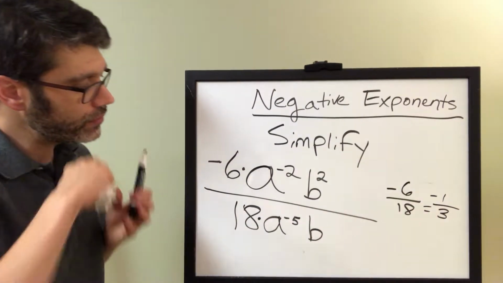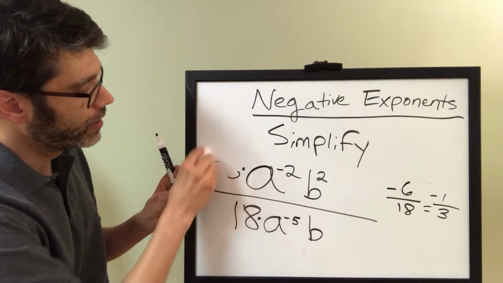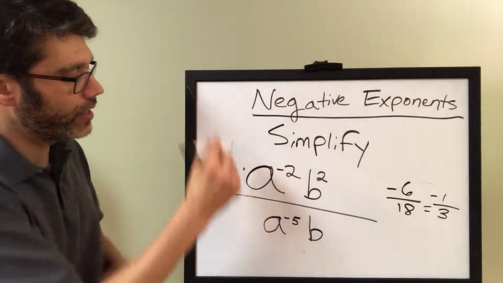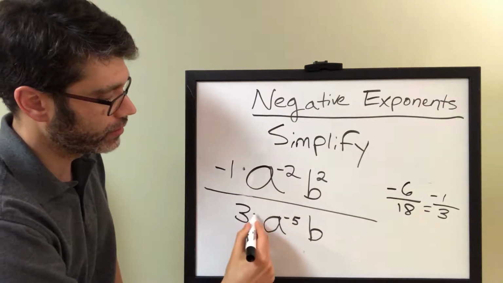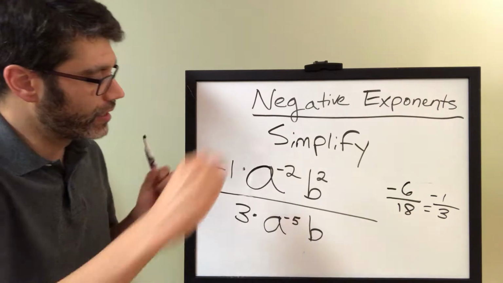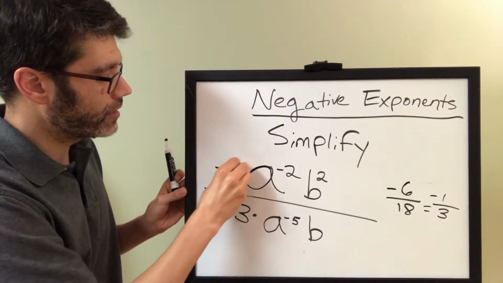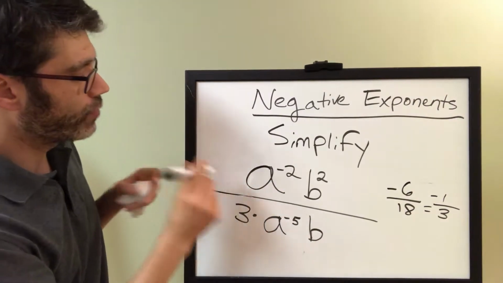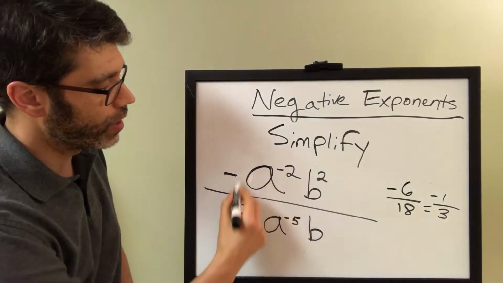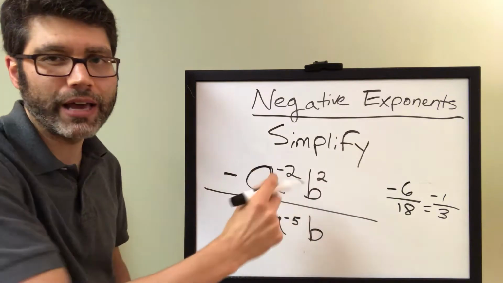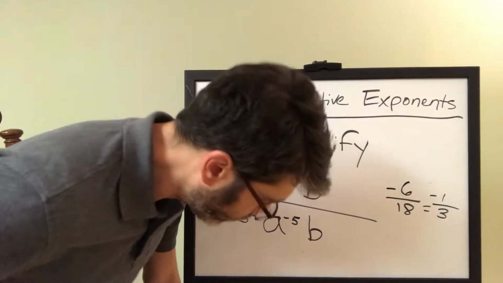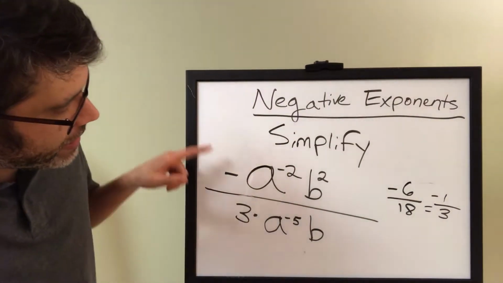All right? Therefore, what I can do is I can erase the -6 and erase the 18, and I can just put a -1 over 3 here. Okay? In fact, this -1 I don't even really need. It's just implied. So I can just take that -1 and just make it a negative, because that 1 can always be invisible. It's implied if it's just a 1. 1 times anything is itself. All right. So we've taken care of our coefficients.